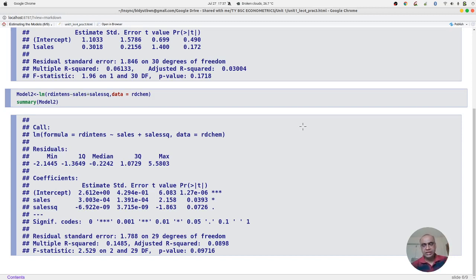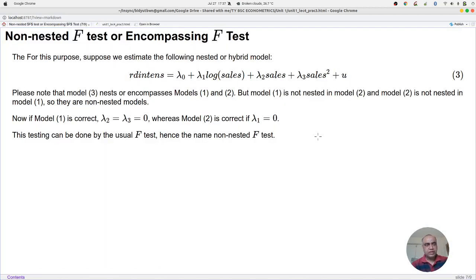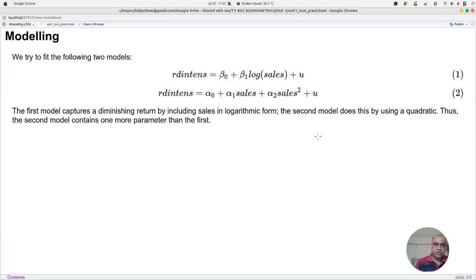There is something else that we need to find out using the non-nested model. You can see both model 1 and model 2 are non-nested models. That means model 1 cannot be seen as a special case of model 2, and model 2 cannot be seen as a special case of model 1, because in both cases the dependent variable is the same, but log of sales is missing in model 2, and sales and sales square are not seen in model 1. So in that sense they are non-nested models.